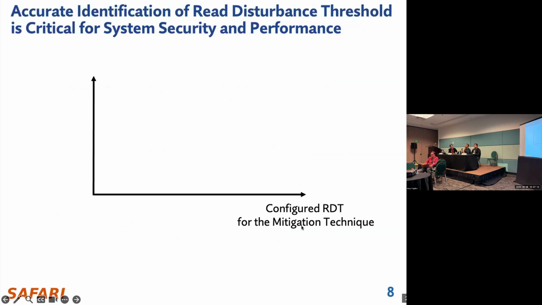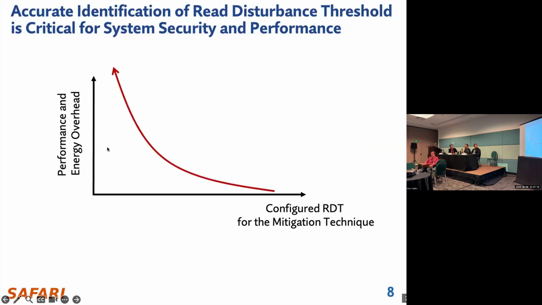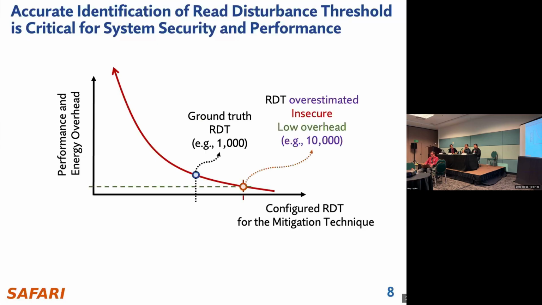It could be any mitigation technique for RowHammer. And this is the performance and energy overhead. And you have a curve that looks like this. And this is the ground truth. You know that the cell, for example, will get a bit flip after 1,000 activations. That's the ground truth RDT. Do you know this? We don't know.